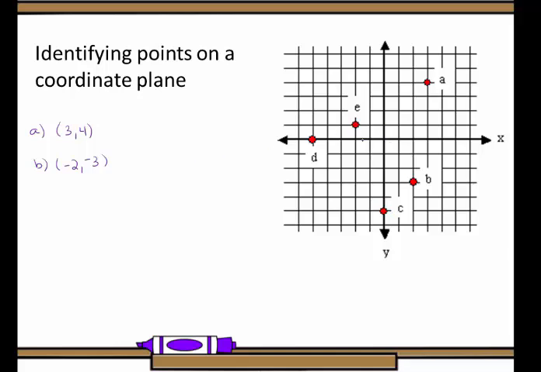C, I go over none, so I'm at 0, and then I go down 1, 2, 3, 4, 5. So my point is (0, -5). For D, I go back 1, 2, 3, 4, 5, but I don't go up or down any. So I have a -5 and then a 0. And then finally for E, I go back 2 and up 1. So I have (-2, 1). This is how you identify points on the coordinate plane.